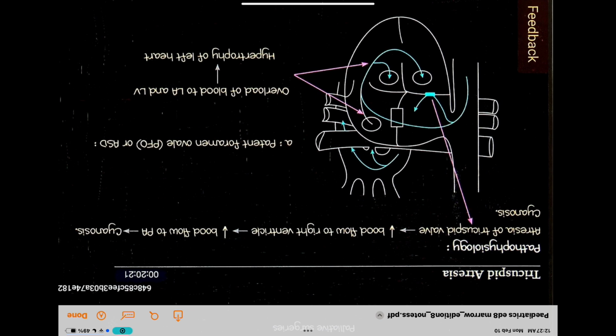Tricuspid atresia, pathophysiology. Atresia of the tricuspid valve, decreased blood flow to the right ventricle, decreased blood flow to the PA. Cyanosis.